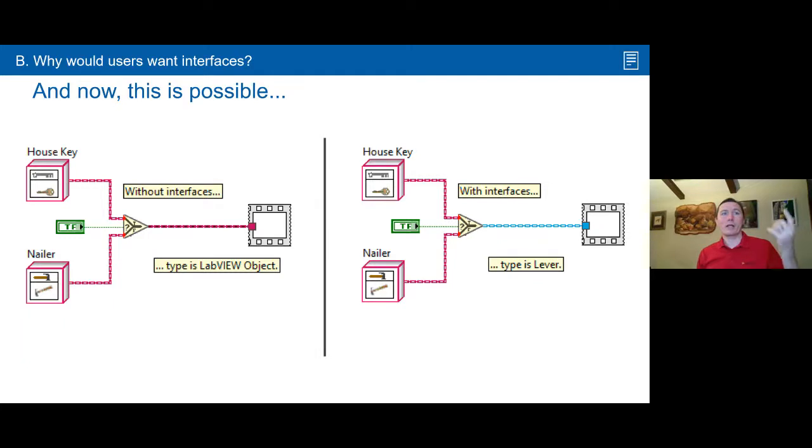Without interfaces, if I join a house key and a hammer together, I'm going to get a LabVIEW object because it's the only common type to those two things. And you can't do much with LabVIEW object. I mean, it's useful for generic type things, but it doesn't have many methods. It's pretty much flatten and unflatten and some comparison ops. But with interfaces, oh, look, I could go all the way to LabVIEW object, but there's another common parent along the way, lever. So LabVIEW says, hey, I'll go get the common parent, which is lever. And so we get that blue wire out.